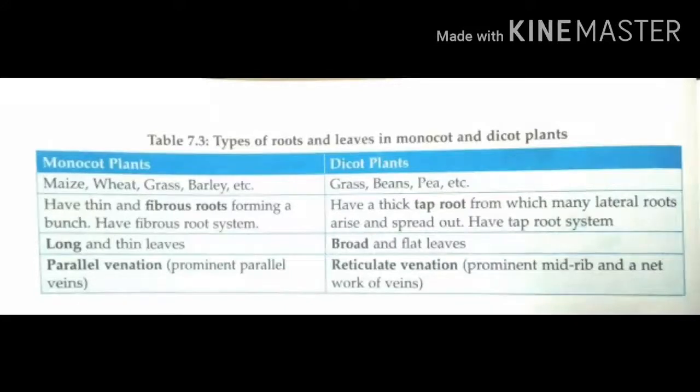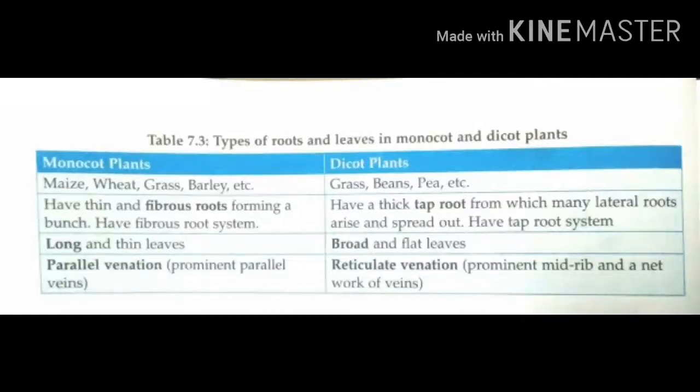Next we'll see a comparison of types of root and venation in leaves in monocot and dicot plants. There are two types of seeds. One is a seed with one cotyledon, like maize, called monocot seeds. Next one, seeds with two cotyledons, like grams and beans. These are called dicot seeds.